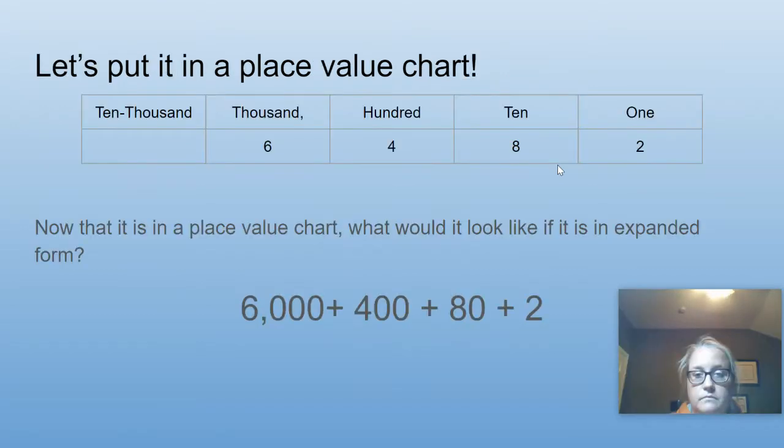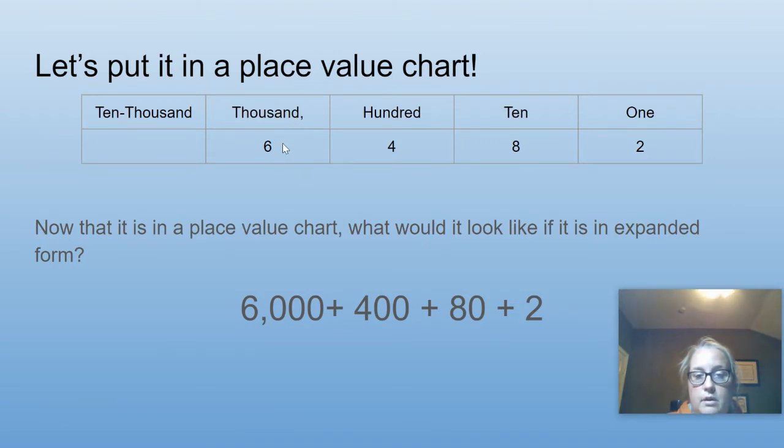When I have a number, the first thing I'm going to do is put it in a place value chart. I am going to start at my ones place. So I go ones, tens, 100s, comma, 1,000s, 10,000s, and it can continue. For this number, we didn't have to make it continue. So my number was 6,482, and it is in my place value chart. So I have 6 thousands, 4 hundreds, 8 tens, and 2 ones. Now that it's in the place value chart, I want to know what it looks like in expanded form. So I'm going to use the place value chart to help me. So I have 6,000s.